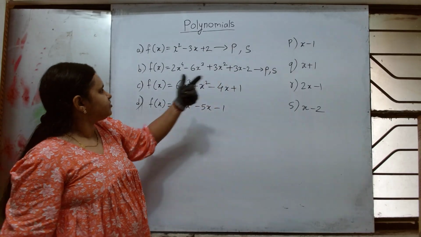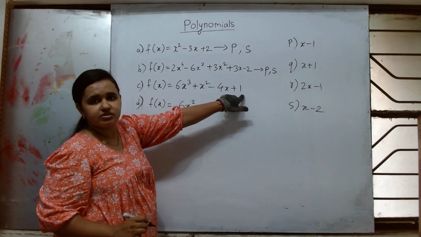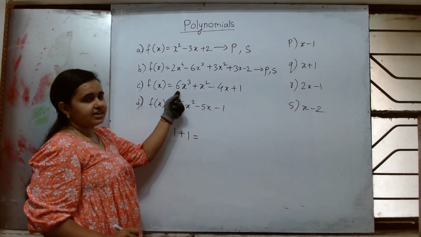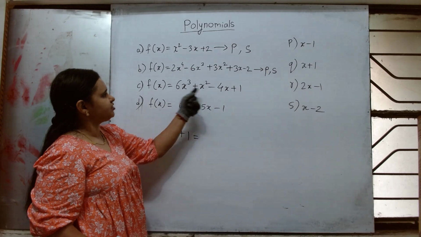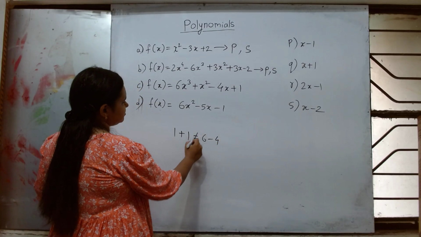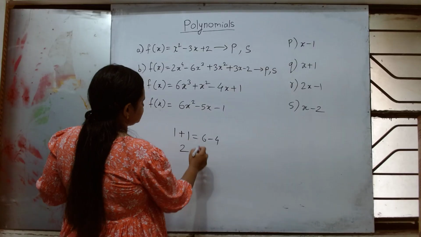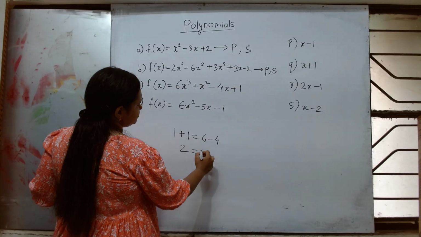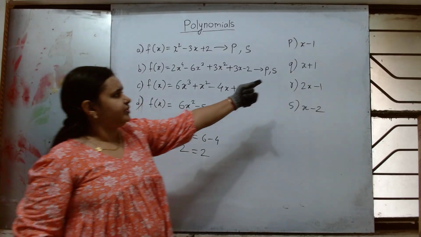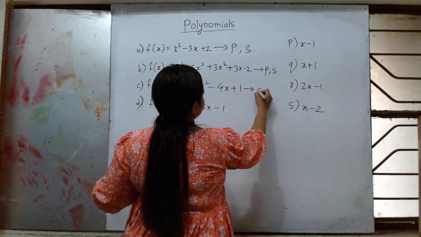Now for x plus 1, let us take even powers. Even powers are 1 and the constant is plus 1. Odd powers are 6 and minus 4. 1 plus 1 is 2, 6 minus 4 is 2. These are equal. Therefore x plus 1 is a factor of this polynomial. So Q is a factor.